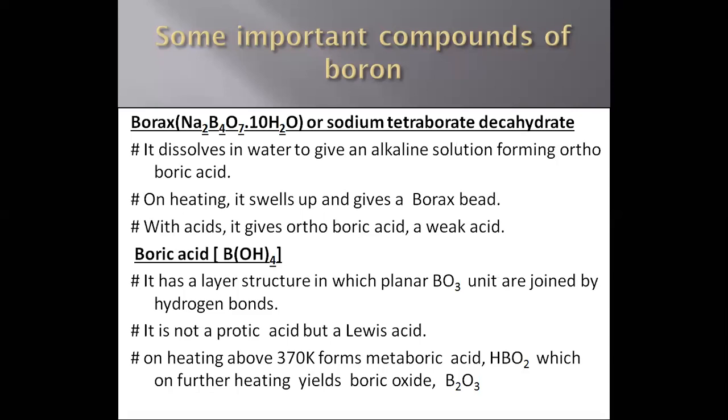The next important compound of boron is boric acid, that is B(OH)3. It has a layered structure with BO3 units joined together by hydrogen bonding. As I'm saying boric acid, I'm using the word acid, so that might make one ask what type of acid it is, whether a Lewis acid, a Bronsted acid, or an Arrhenius acid. Here, when I'm talking about the nature of this acid, it is not a protic acid. Not a protic acid means it is not donating any proton.